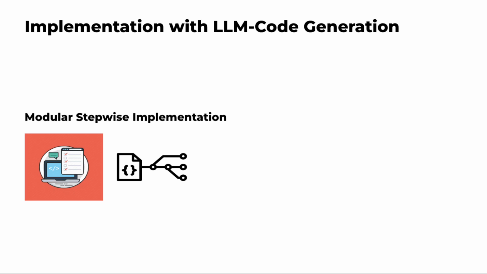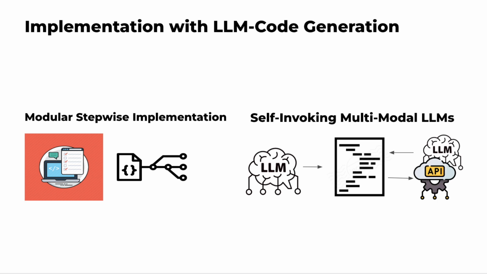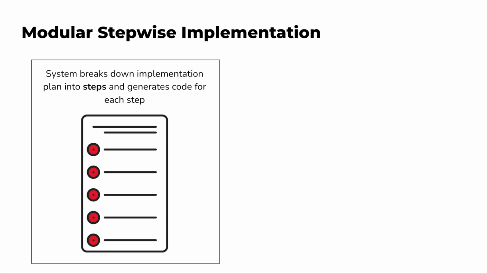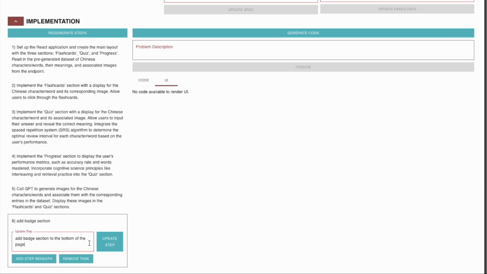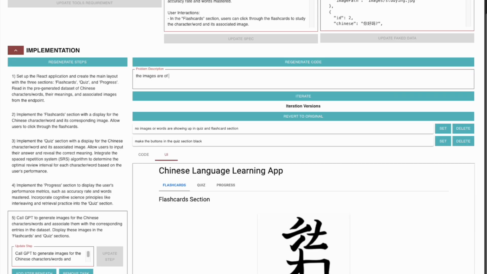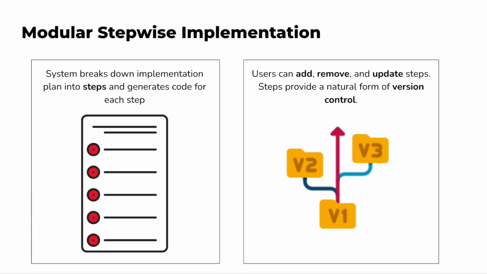We do this through step-by-step implementation and self-invoking multimodal LLMs. The system breaks down the implementation plan into steps and generates code for each step. The user can update or remove the step at any point. They can also debug the code at each step. This provides a simplified form of version control.